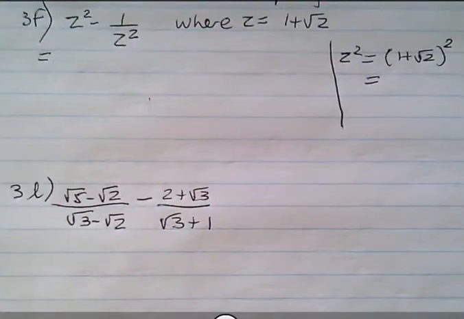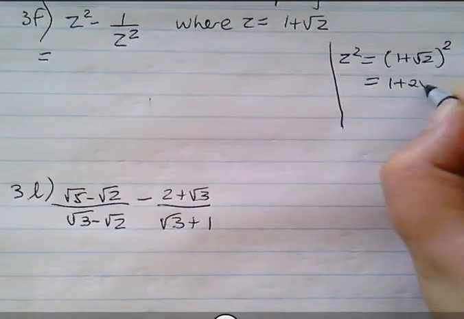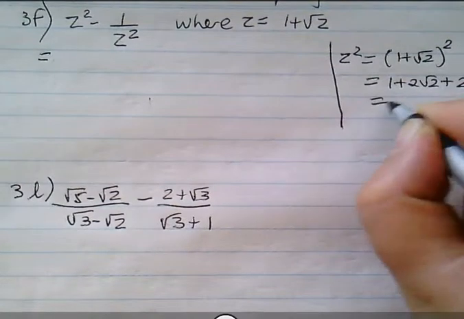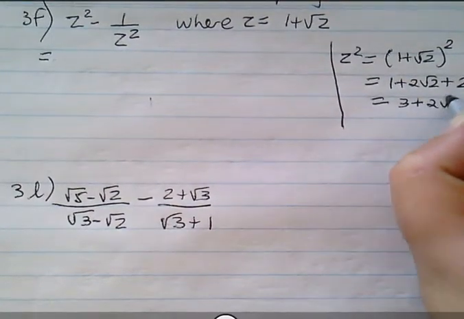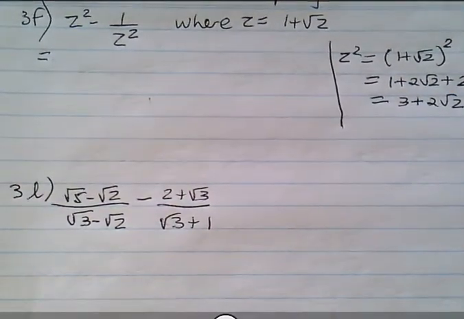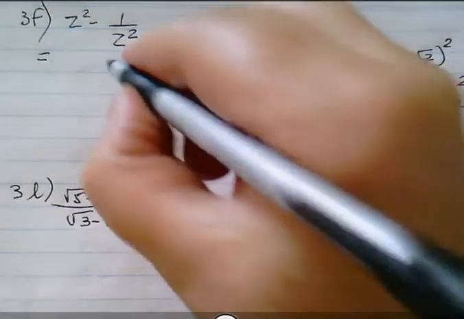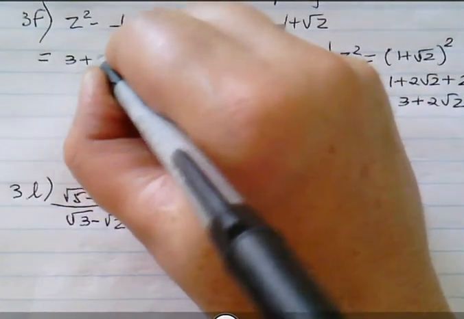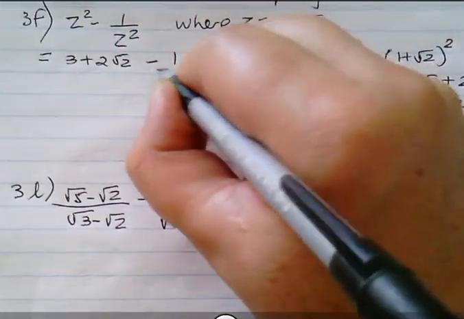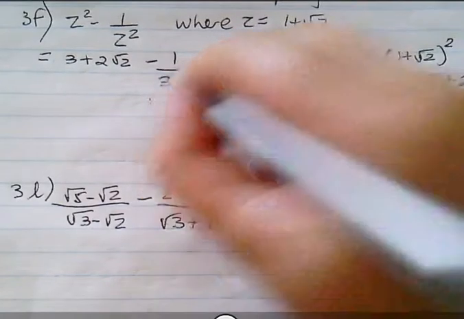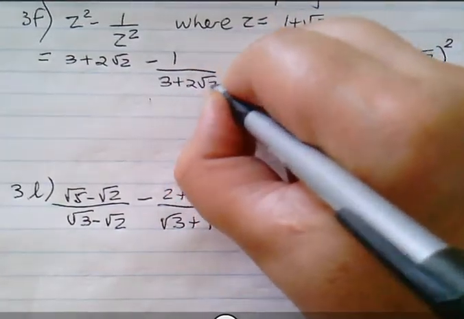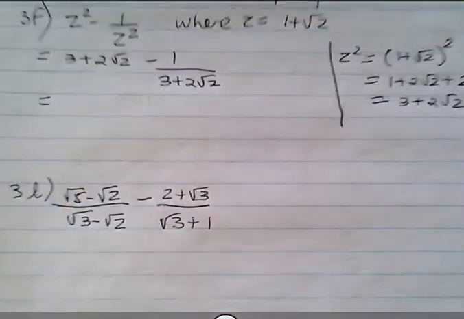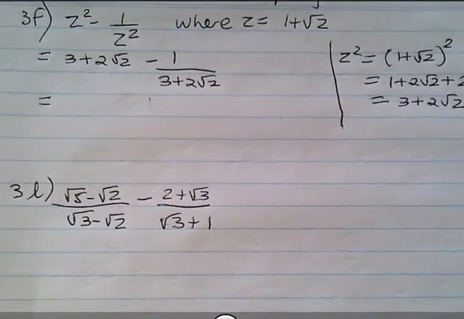See, much better to do it over there. 1 plus 2 root 2 plus 2, which is 3 plus 2 root 2. Now, isn't that much better? Much less working out, less room. So now, z squared is 3 plus 2 root 2, minus 1 over z squared, which is 1 over 3 plus 2 root 2. So now, that's what z squared minus 1 on z squared is.